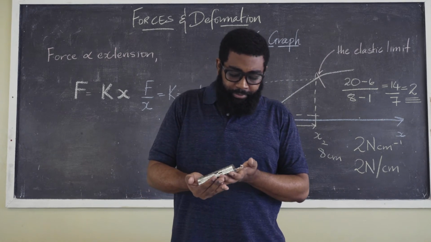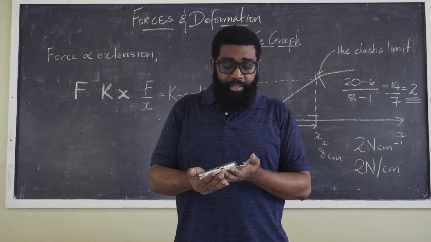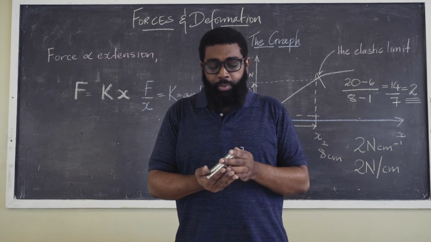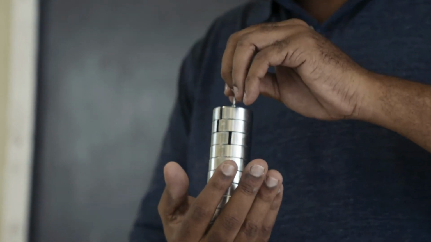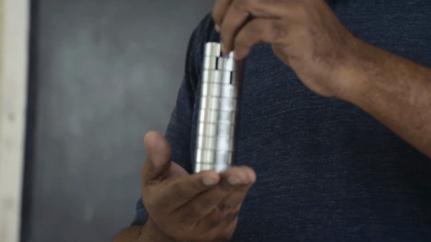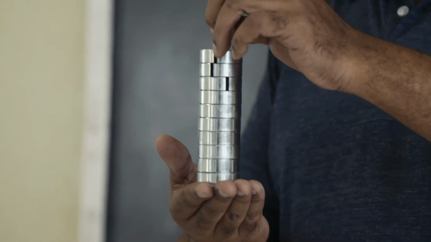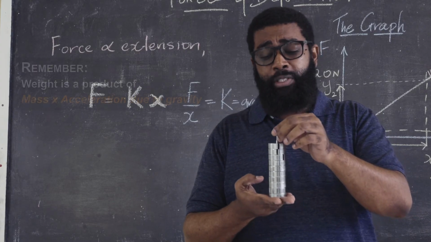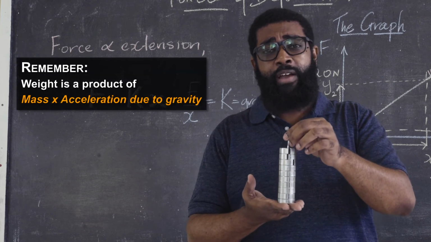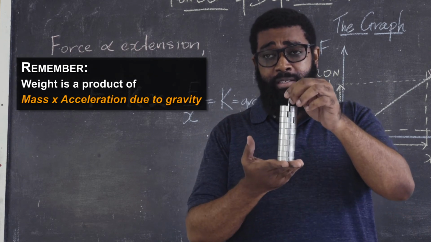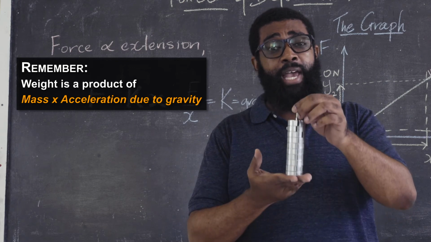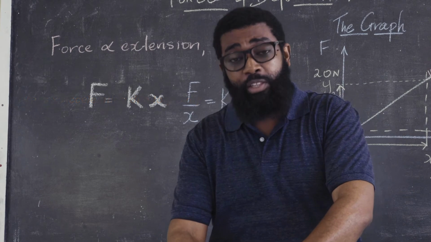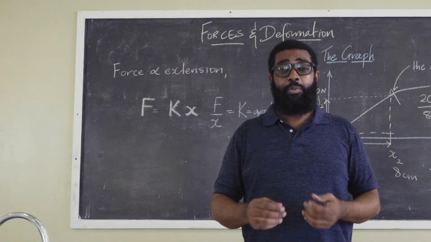Now, this is a kilogram, and it's made up of 10 single 100-gram masses. And what I'm going to do is use this to provide our force. But you're thinking, how can I use this to provide force? If you remember from a previous lesson, we said weight is a product of mass by acceleration due to gravity. We have mass, we have gravity, and therefore we have ourselves some weights. And the weight here will be the force we use to stretch our spring.